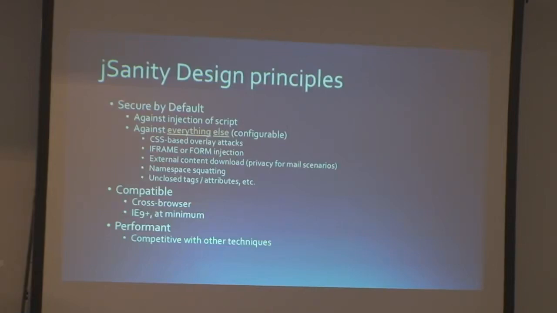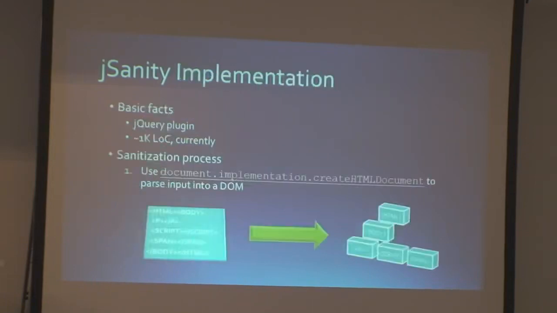In terms of being compatible, we want to be cross-browser to the extent that it's possible. IE9 at the minimum. We want to have support for anything that's out there today, not build something that's impractical to deploy. We want to be performant, at least competitive with other techniques that are out there. So let's talk about this little JSanity experiment. So the basic facts of it.